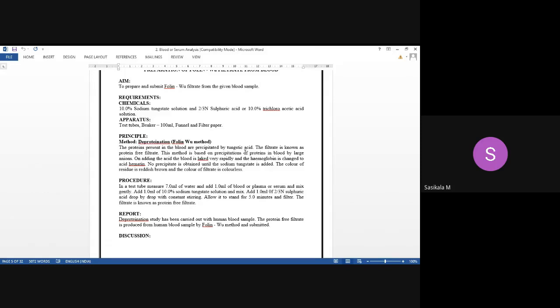Even for blood glucose estimation also, protein-free filtrate is preferred. Since to avoid the interference of proteins with that constituents, we are adding this deprotonating agent to filter off the proteins. That is the main concept of preparing this protein-free filtrate. Okay. Coming to the principle, the same what we have till now discussed. Deprotonation is the process. D represents deletion of proteins.